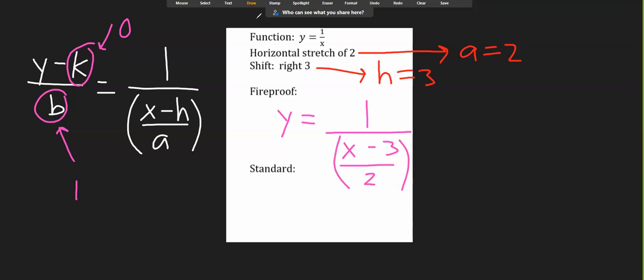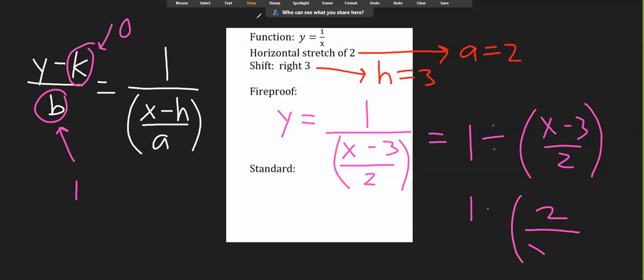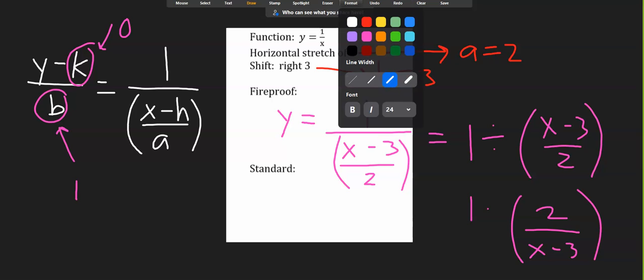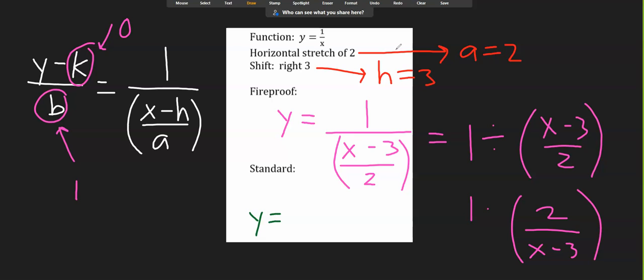Now, how does that look different than the standard form? Because you're like, well, isn't standard form y equals? Well, you could simplify the right side here. I guess I wouldn't argue if you left it, but we need to. Remember how it's 1 divided by x minus 3 over 2? And that is the same thing as 1 times the reciprocal, 2 over x minus 3. So y equals 2 over x minus 3.